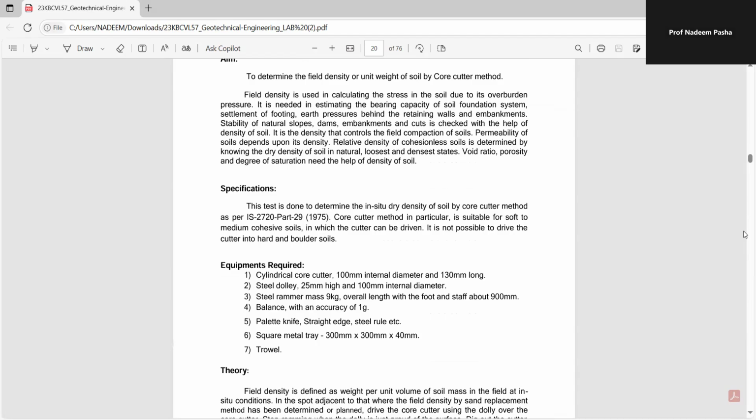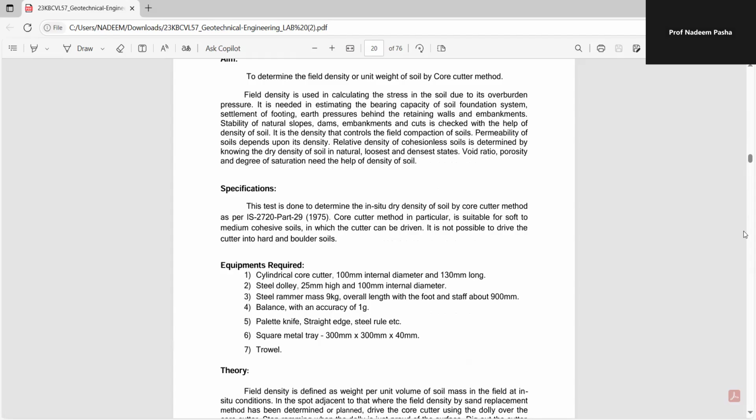सॉइल के ऊपर ओवरबर्डन प्रेशर होने की वजह से स्ट्रेस डेवलप होते हैं. इसको करने के लिए हम क्या मालूम करते हैं? फील्ड डेंसिटी. It is needed in estimating the bearing capacity of soil foundation system, settlement of footing, earth pressure behind the retaining walls and embankment.